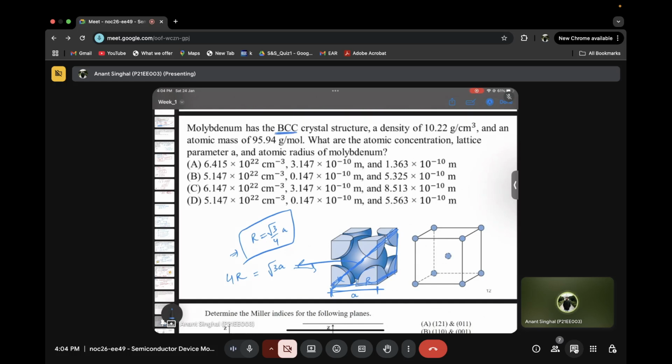It says it has a BCC structure, so you need to calculate the number of atoms per unit cell. Then you need to calculate the mass per unit cell, so the mass is already given. Then you need to find out the atomic concentration, which is per centimeter cube. Then you need to find out the lattice parameter, a as well as R. Once you find out a, R can be found out using this. Is the question clear? How will you do it? Kindly write yes or no in the chat box if the question is clear.